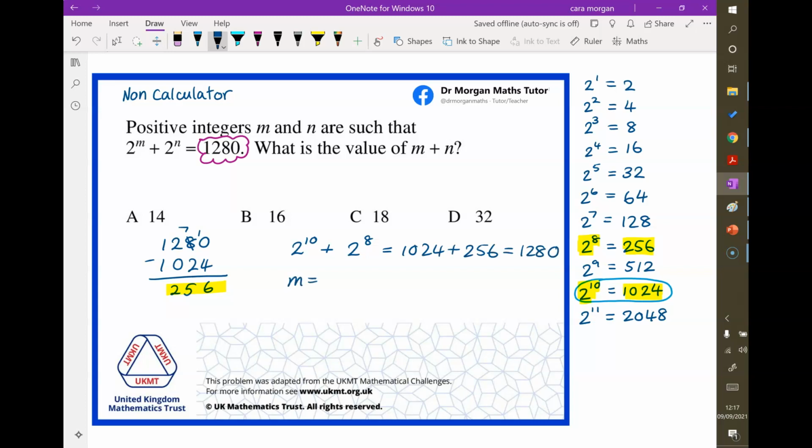I can say that m is 10, n is 8, because of course they're the powers that I needed in the question. It doesn't really matter what order those are in either, because what I had to do was find the value of m plus n, which is 18. And that's option C. Excellent. The answer was there. I can go about my day knowing that I solved that question.